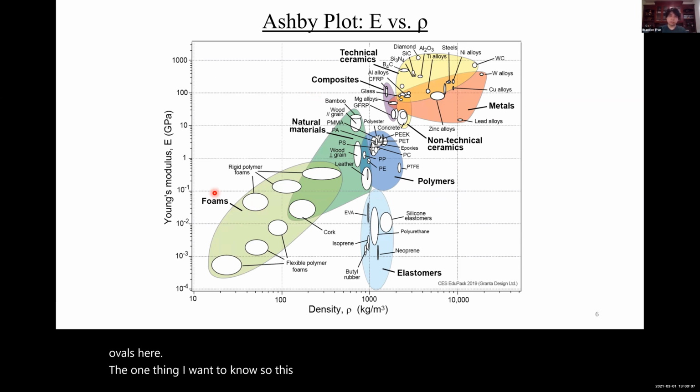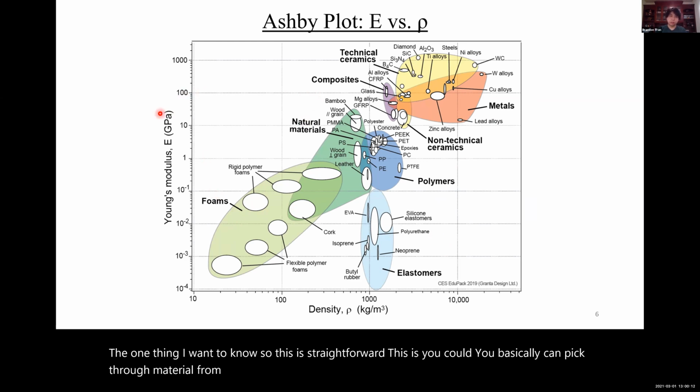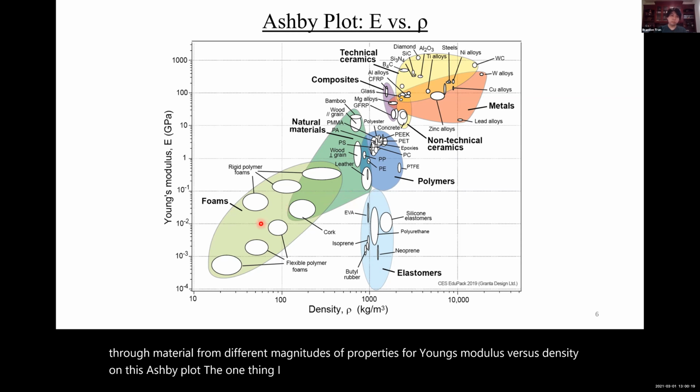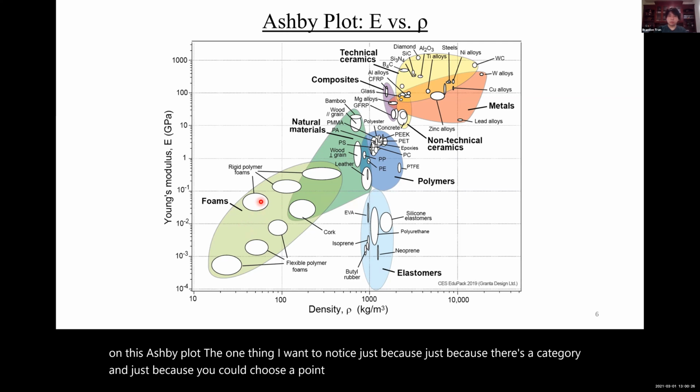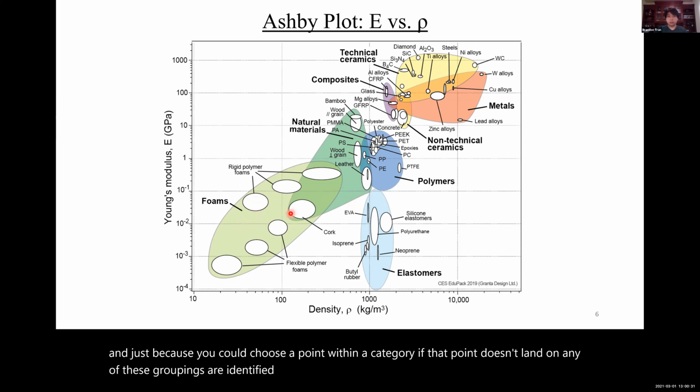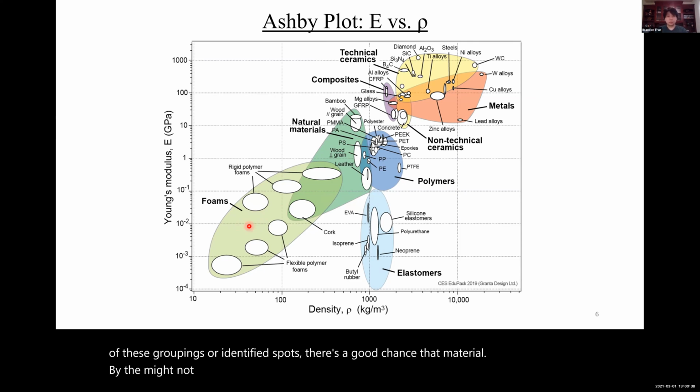This is you basically can pick your material from different magnitudes of properties for Young's modulus versus density on this Ashby plot. The one thing I want to notice, just because there's a category, and just because you could choose a point within a category, if that point doesn't land on any of these groupings or identified spots, there's a good chance that that material might not exist in the market, or might still be under research.